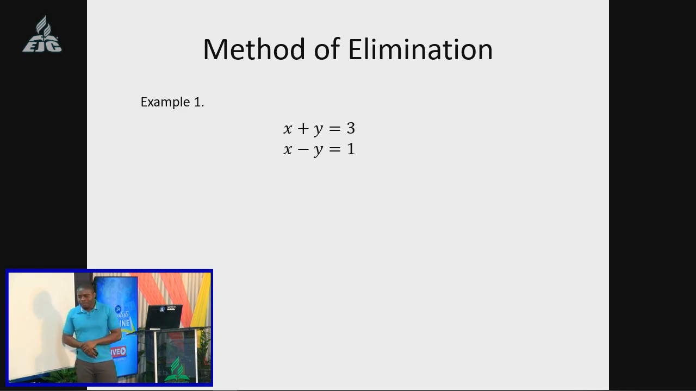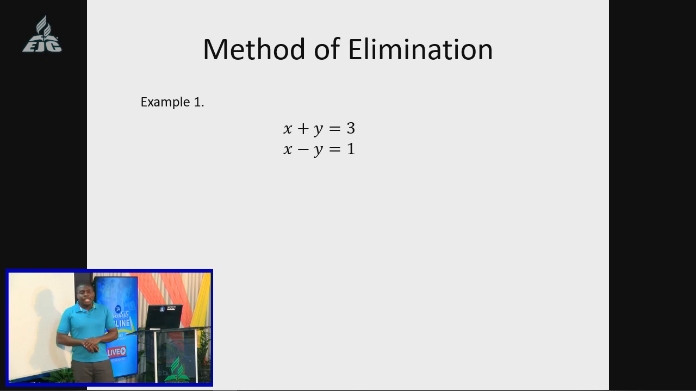First example. Now, this system of equations should be familiar to us. I started the introduction of this topic with this set of equations. x plus y equals 3, x minus y equals 1. And of course, we already showed that x was equal to 2 and y was equal to 1. So we have to prove now that this method of elimination works. So we want to get x to be equal to 2 and y to be equal to 1.